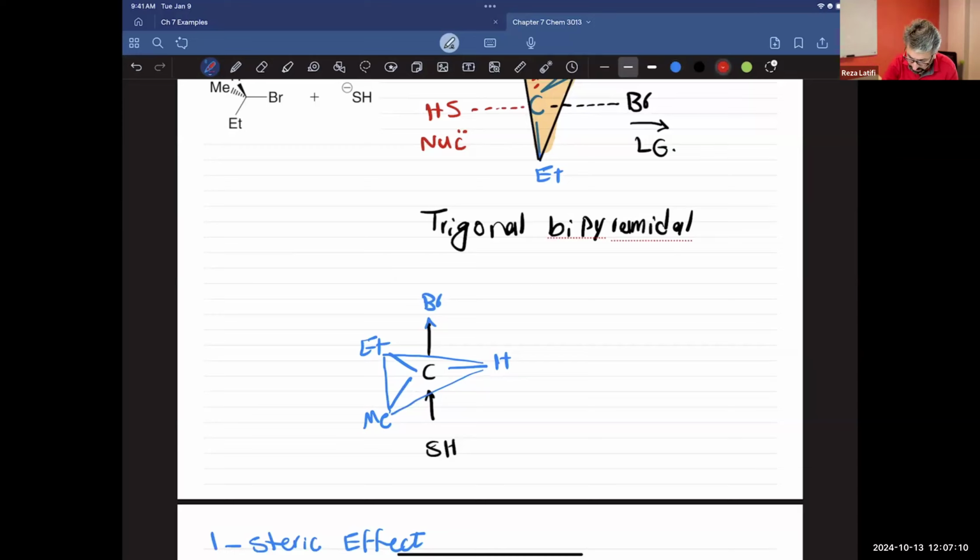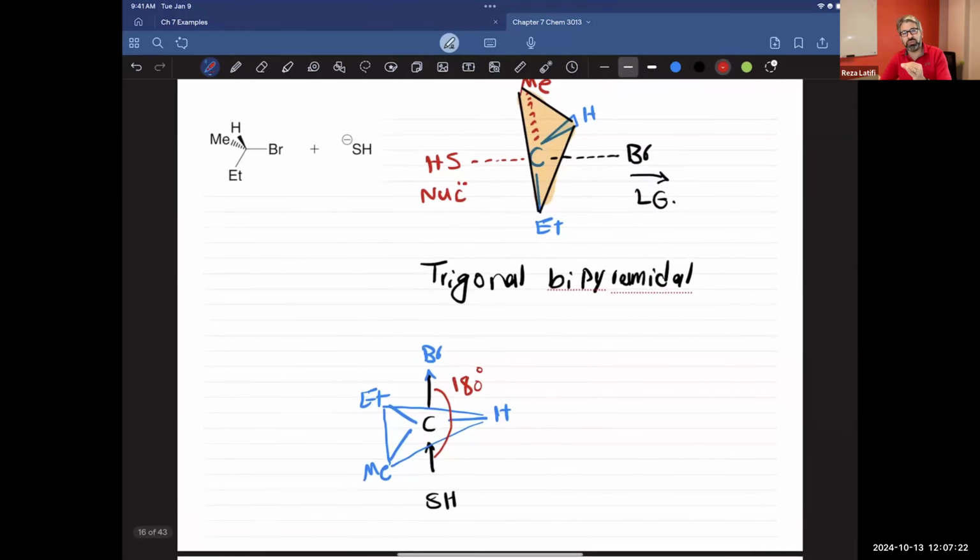I want to say this: the bond angle between the incoming nucleophile and the leaving group is 180 degrees. When you insert the nucleophile to the carbon, that's going to kick the halide, or the leaving group, out of the system, and it will also change the configuration of the stereo center. It will turn it from whatever it is to the opposite.